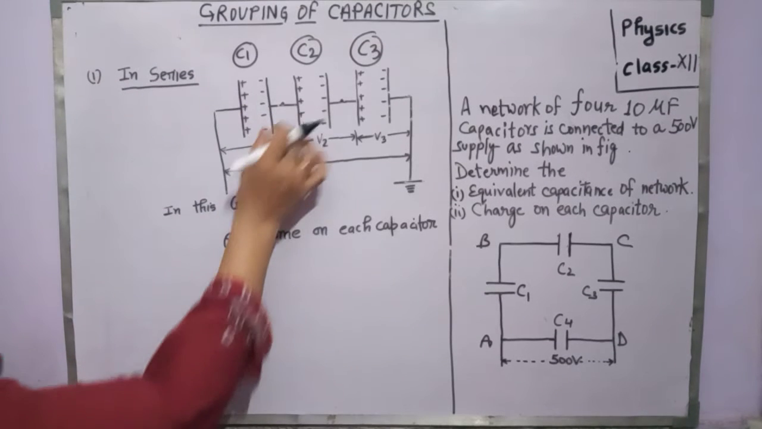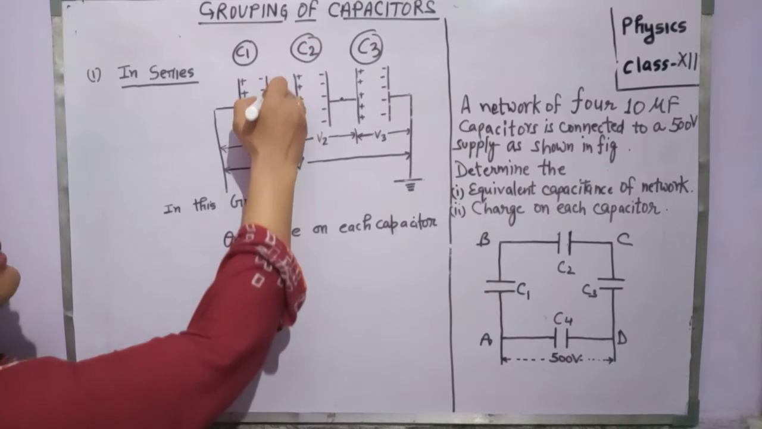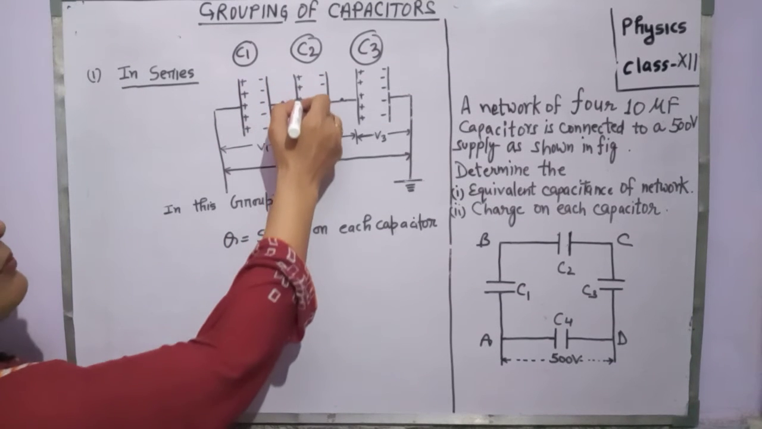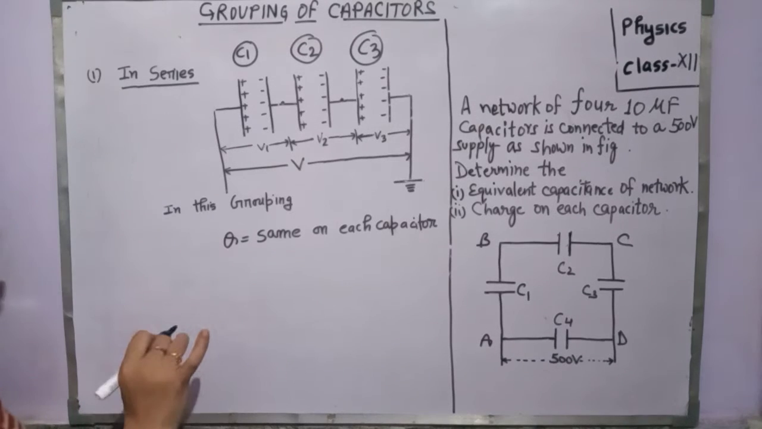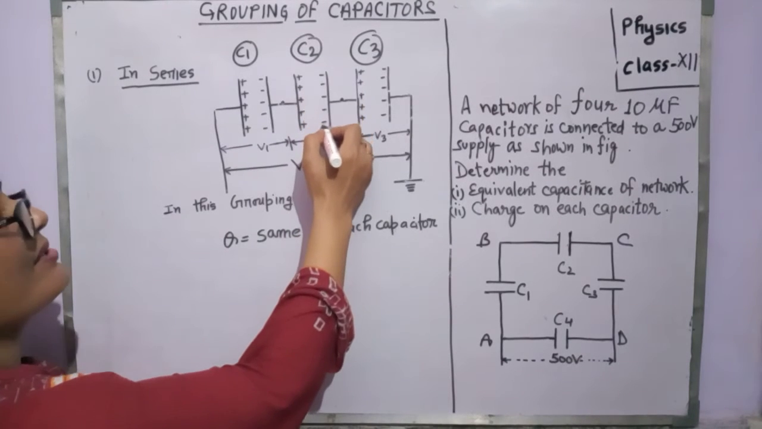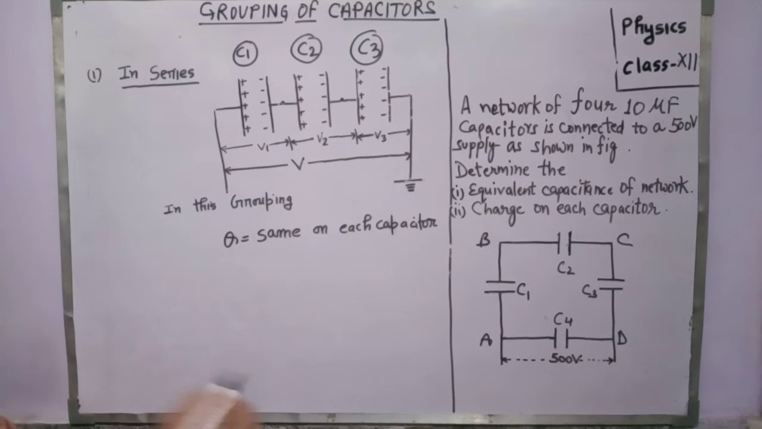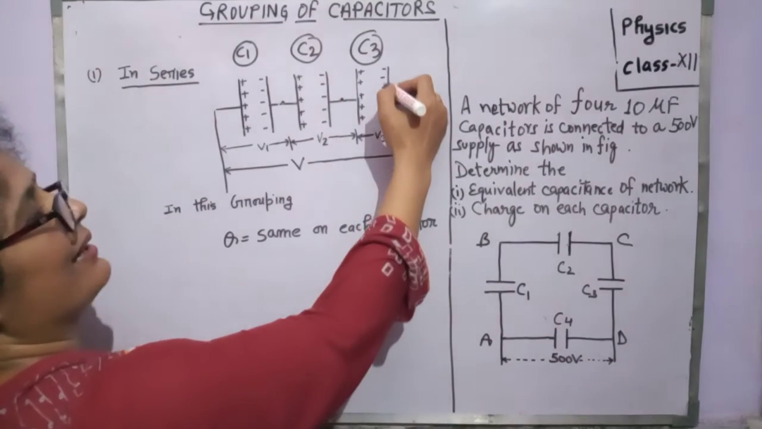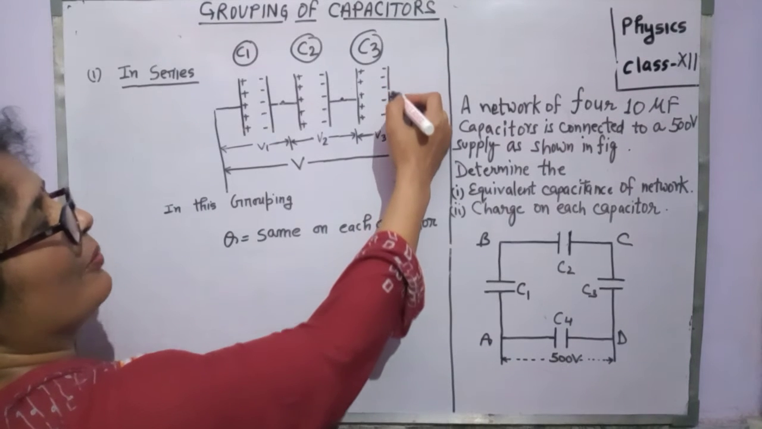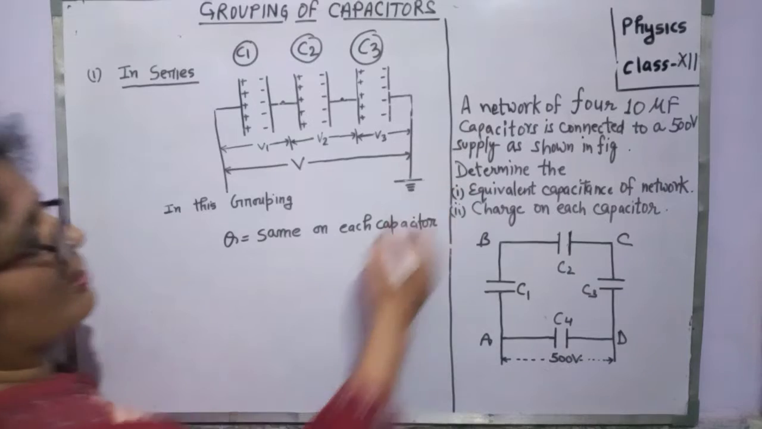Due to induction, since the plates are very close to each other, this becomes negatively charged and this plate becomes positively charged. Now again due to induction, this plate becomes negatively charged and this plate becomes positively charged. Again induction, this becomes negatively charged and this one becomes positively charged. Here it is earth, this positive charge goes into the earth.